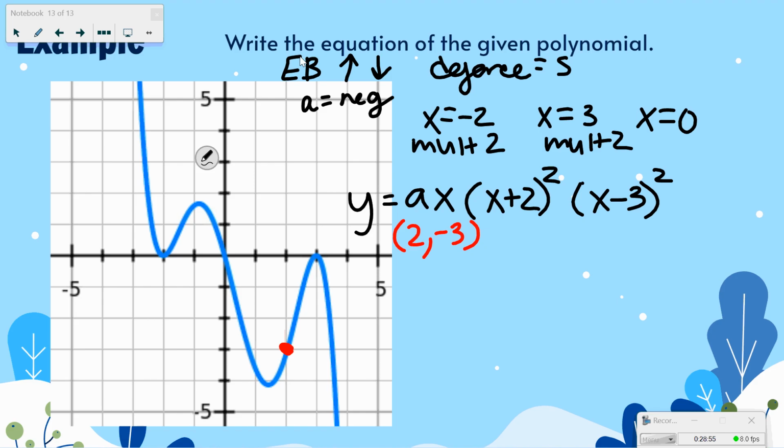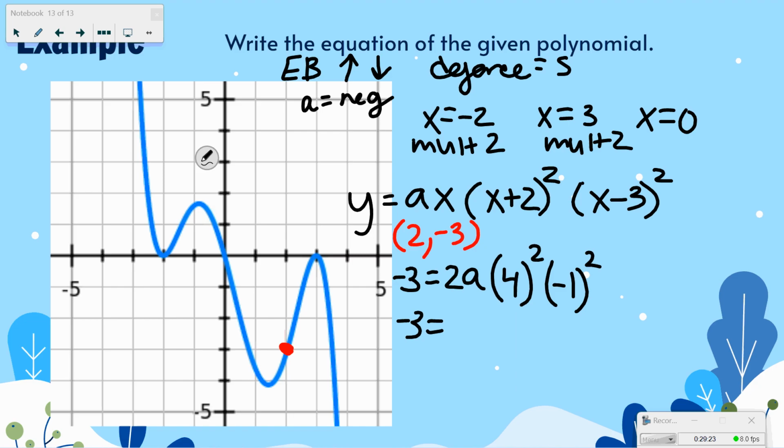So instead of y, we'll replace with -3. And x will now become 2. So we'll have a times 2, which is 2a. 2 plus 2 would end up being 4, all squared. 2 minus 3 would be -1, squared. And now it's just solving for that a value.